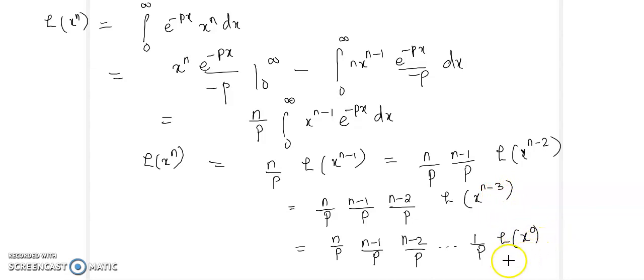So that will be equal to, now here in the numerator you have n factorial by p raised to n. Now this is L of 1. L of 1 is equal to 1/p. So therefore L of x raised to n is equal to n factorial by p raised to n plus 1. So that is the value of L of x raised to n.